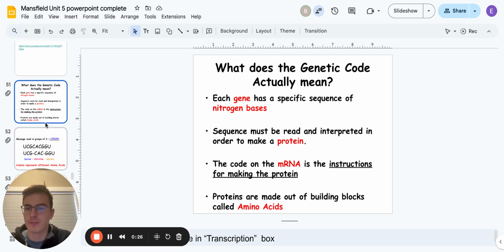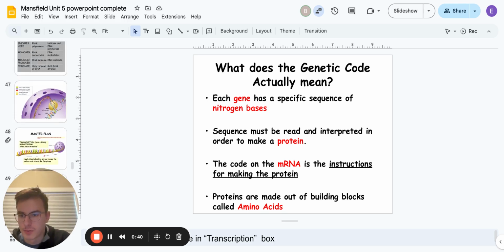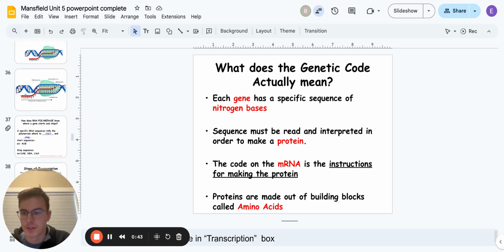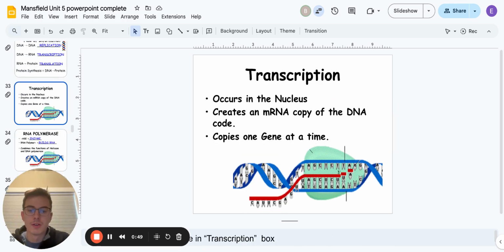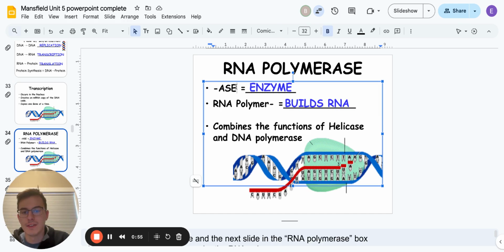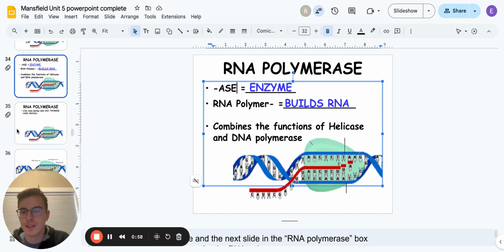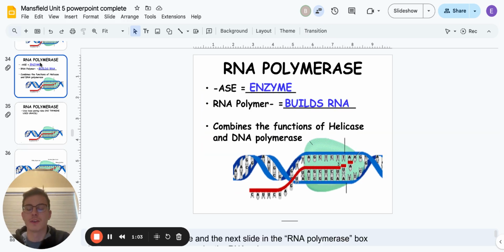So where we left off last time is we were talking about transcription. This was right before our quiz. We said that we have this DNA and we want to turn it into a protein. When we talked about it initially, we said we're going to take that DNA and go through this process called transcription. This involves the enzyme RNA polymerase. If you remember, if it ends in ASE, then we know it's an enzyme. Enzymes are proteins which help the process. So this RNA polymerase is a protein that helps with transcription.